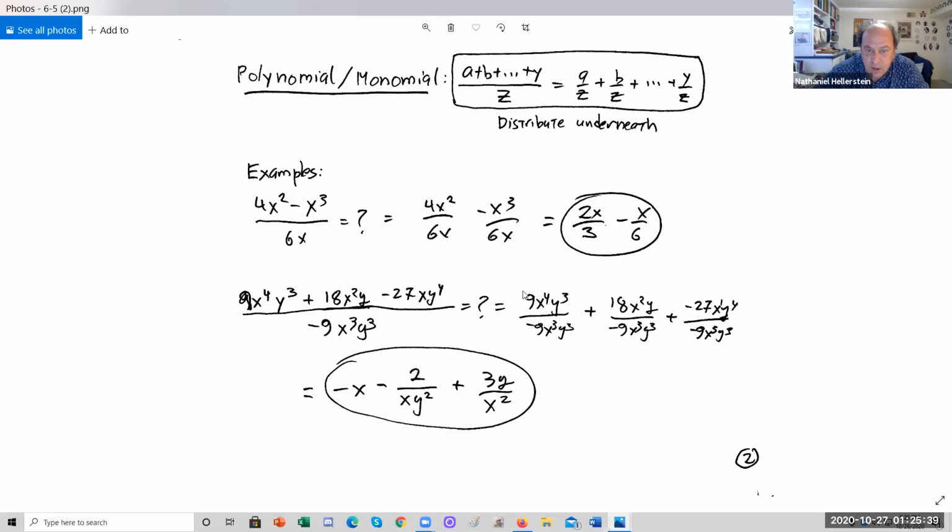Then negative 27 x to the first, y to the fourth over 9 x cubed y cubed. Negative 27 over negative 9 is a 3. x over x to the third is x to the negative 2, so x squared in the denominator. y to the fourth over y to the third is y to the 4 minus 3, y to the 1, so y in the numerator. So x minus 2 over x y squared plus 3y over x squared.